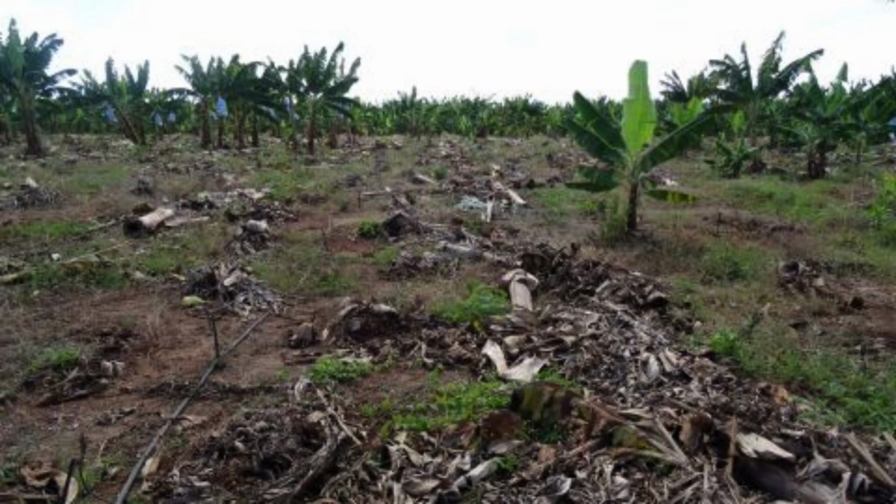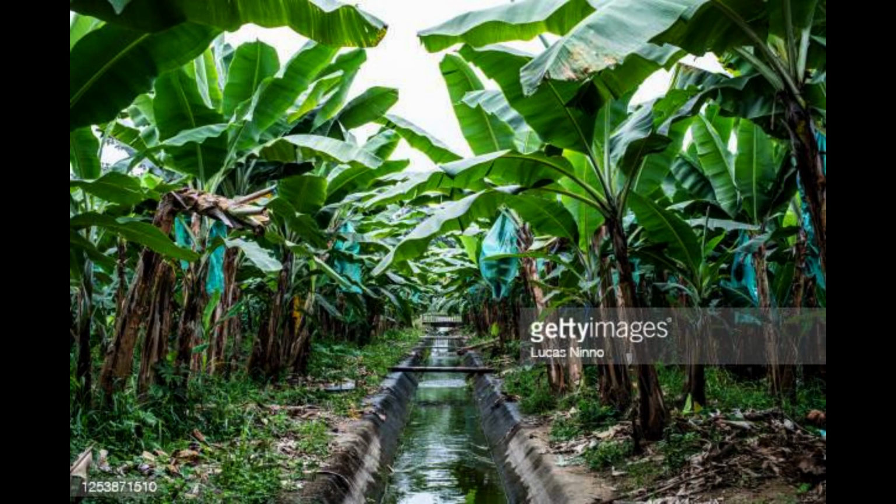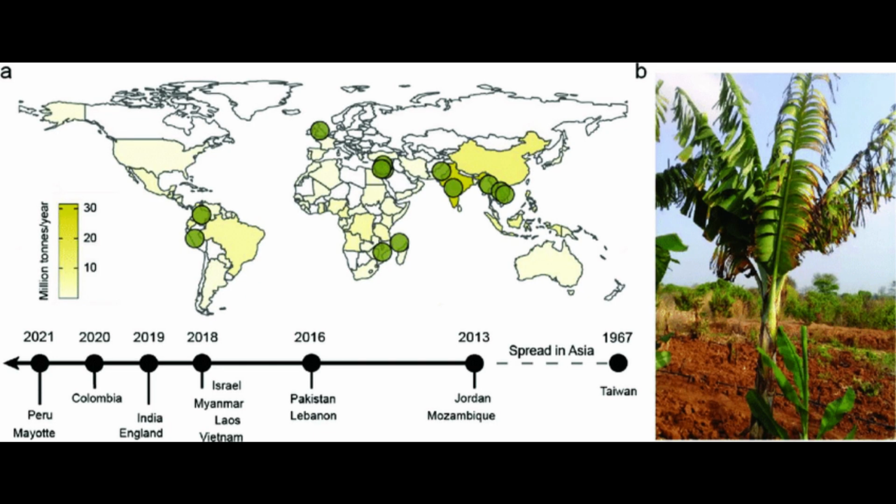Also, hundreds of millions and even billions of dollars are lost in damages each year due to this disease. Seen in this timeline, you can see the years and which countries it spread to during that year. Most notably, this past in 2021, Panama disease spread to South America and has started infecting plantations there.